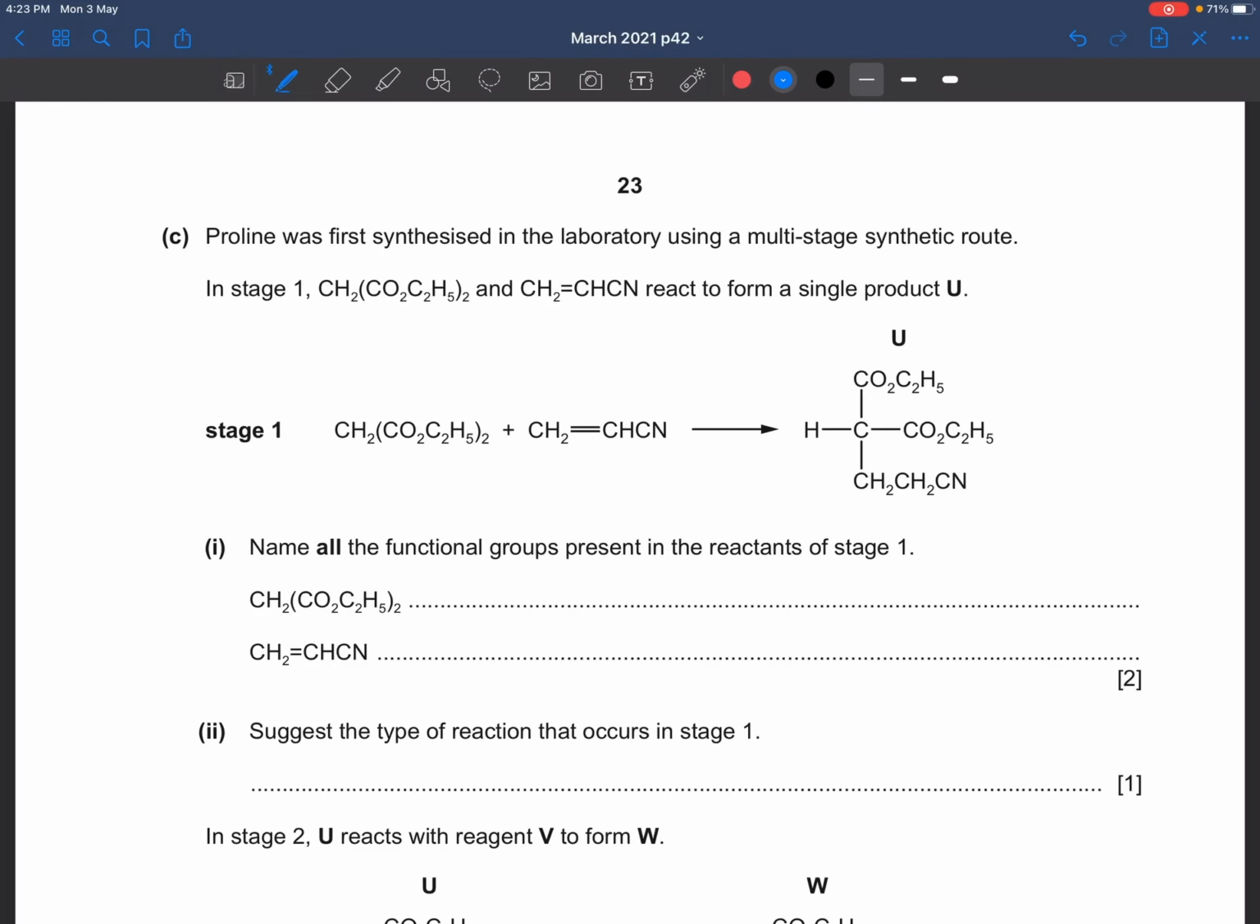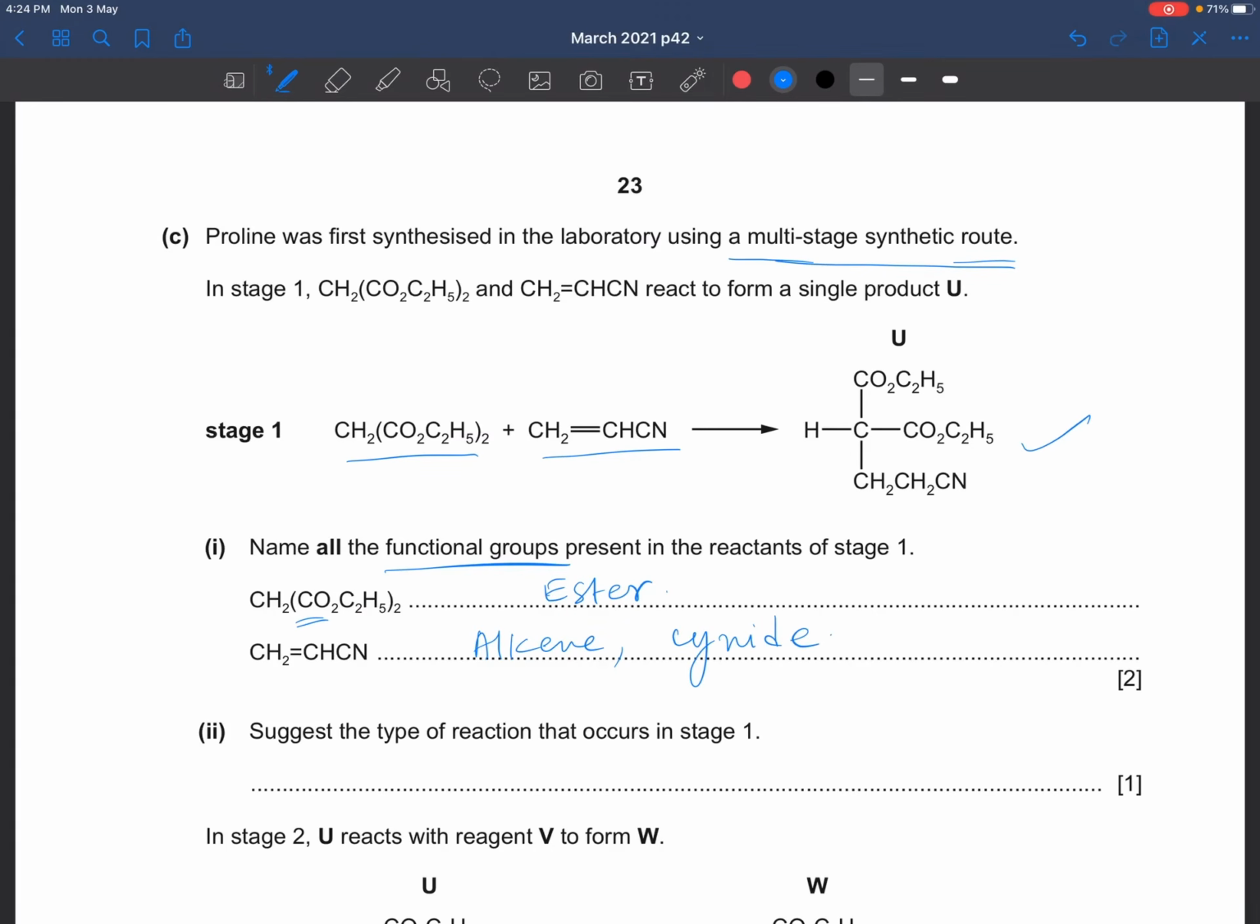Proline was first synthesized in the laboratory using a multi-stage synthetic route. In stage 1, this reacts with this to form a single product U. Name all the functional groups present in the reactants of stage 1. So in stage 1, we have this ester group present, and we have alkene and cyanide.